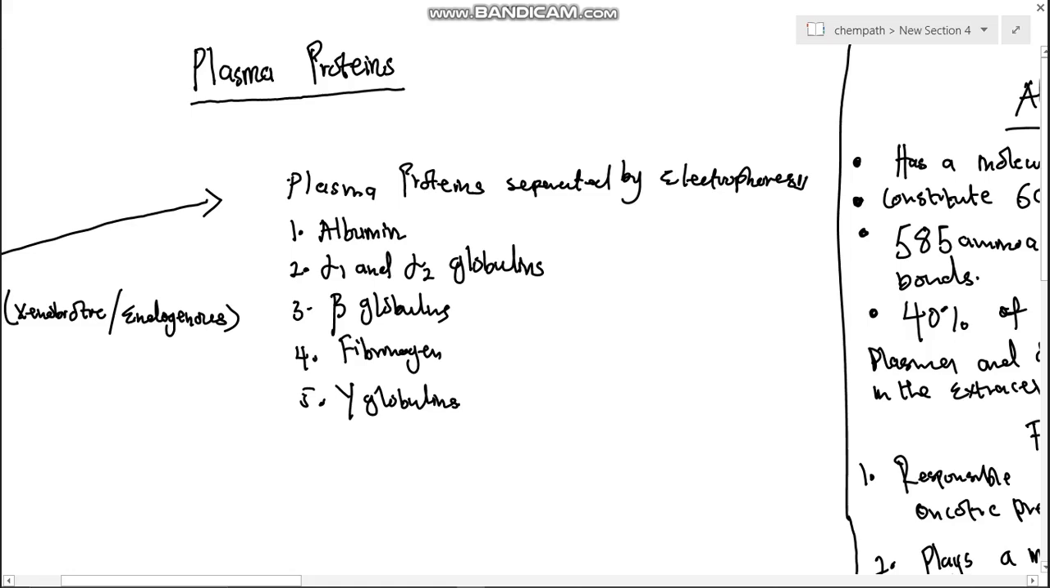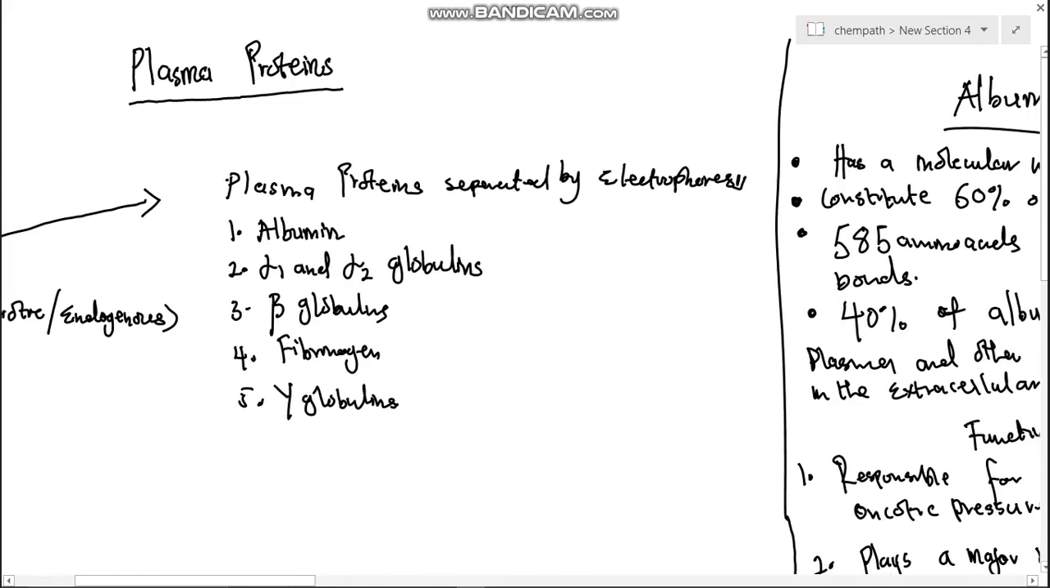Alright, so when we do electrophoresis on plasma proteins, these are the types of proteins that we find. Albumin, then we have alpha 1 and alpha 2 globulins, then beta globulins, then fibrinogen, then the gamma globulins. Now let's pick albumin and discuss albumin.